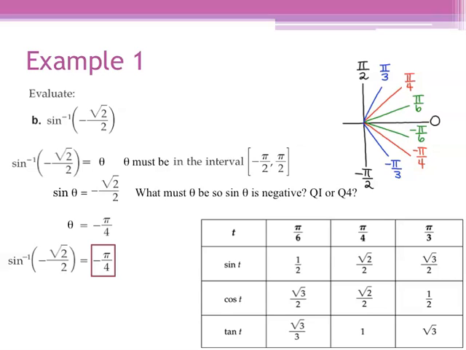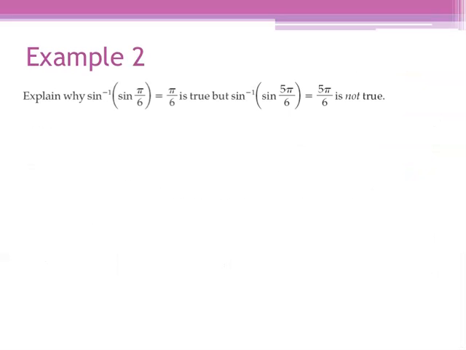Okay, let's take a look at example 2. Explain why sine inverse of sine pi over 6 is equal to pi over 6 is true, but sine inverse of sine of 5 pi over 6 equals 5 pi over 6 is not true. Let's just go ahead and evaluate both of those. So we'll start with the first one here, sine inverse of sine of pi over 6.